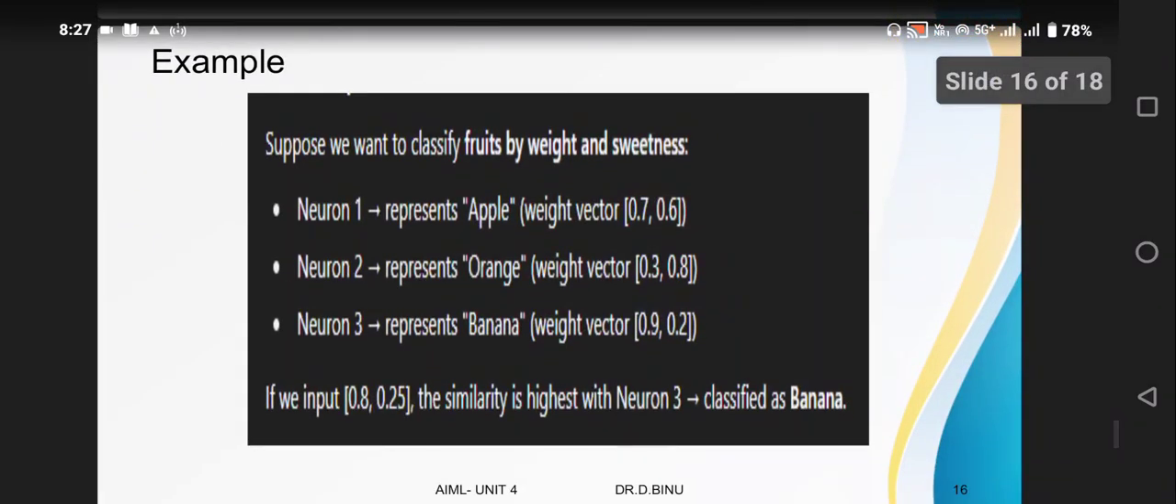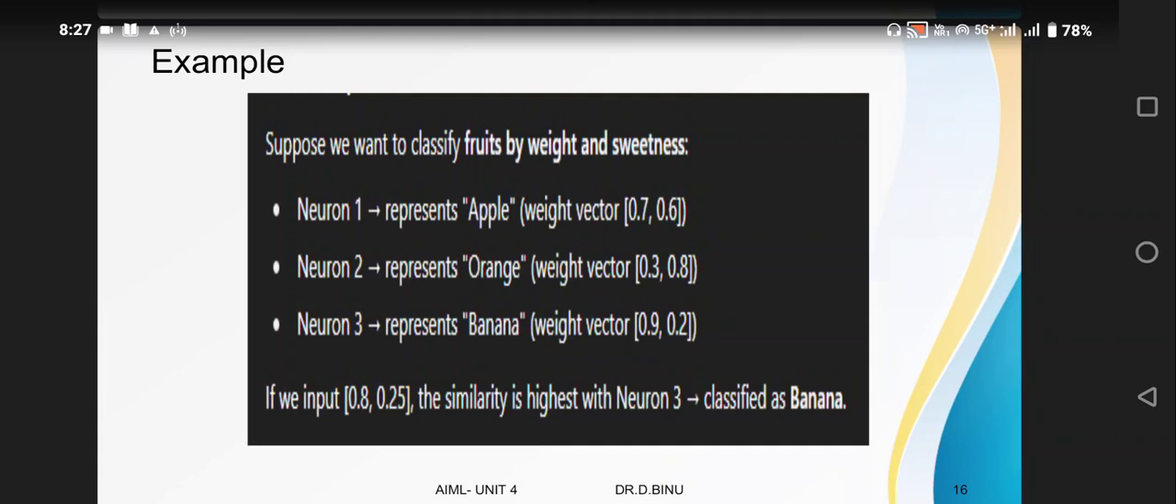Example: suppose we want to classify fruits by weight and sweetness. Neuron 1 represents apple with a weight vector of 0.7 and 0.6. Neuron 2 represents orange with a weight vector of 0.3, 0.6. Neuron 3 represents banana with a weight vector of 0.9 and 0.2. If the input is 0.8, 0.25, the output is chosen based on the highest similarity.